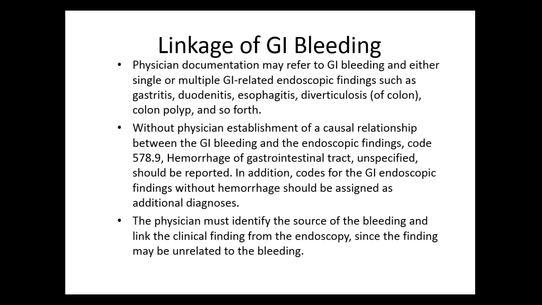Combination codes for hemorrhage should not be assigned unless the physician indicates a causal relationship. If the documentation provides more specific information and the bleeding is linked to a specific condition, assign the appropriate combination code with the bleeding. It's important to remember the physician must identify the source of the bleeding and link the clinical finding from the endoscopy, since the finding may not be related to the bleeding.